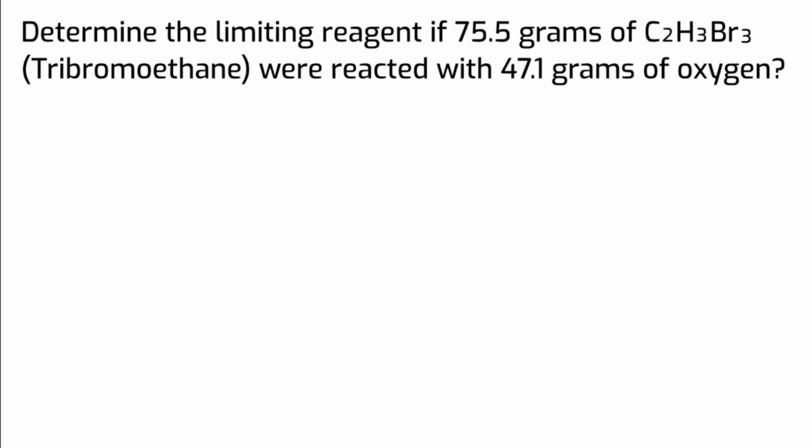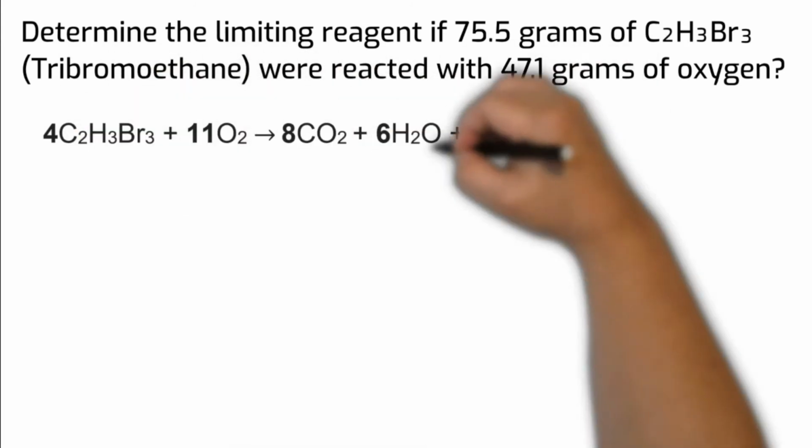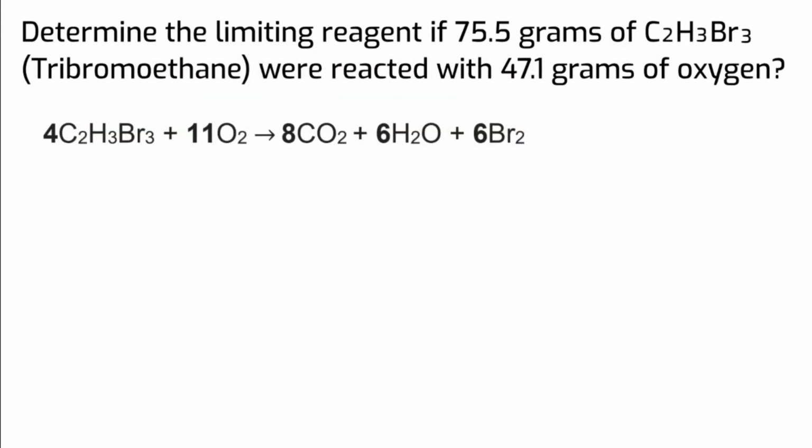Determine the limiting reagent if 75.5 grams of tribromoethane were reacted with 47.1 grams of oxygen. The first thing that you should do is to write down the balanced chemical equation for this chemical reaction. Tribromoethane reacts with oxygen to produce carbon dioxide, water, and bromine. The next step is to convert all given information into moles, most likely through the use of molar mass as a conversion factor. Let's start with that.